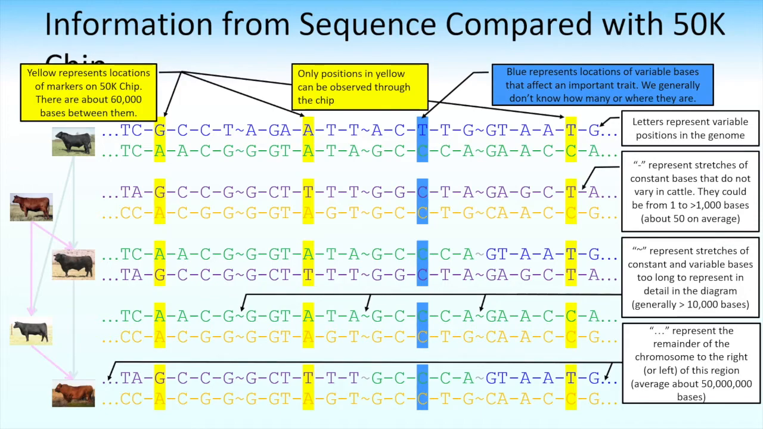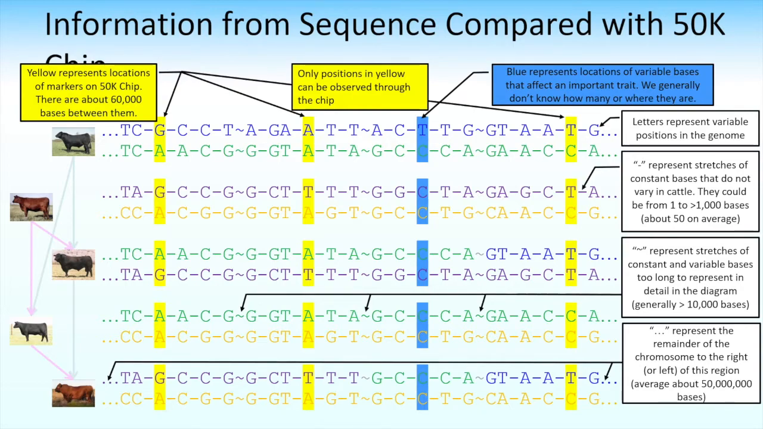Now we're going to zoom in on a few hundred bases that surround each of the 50K markers and the causative variant. There are four such segments on the slide, separated by tildes. Each tilde represents constant and variable sequence that is important but too long to represent on the slide, generally greater than 10,000 bases in length.